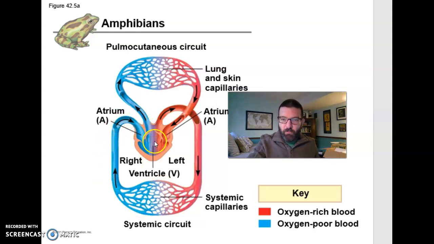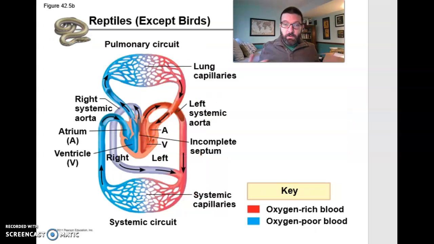Now, obviously, you have one ventricle where you're dumping deoxygenated and oxygenated blood and then pumping it out two different places. You're going to get mixing of blood here. And so this is not quite as efficient as a four-chambered heart, which we'll talk about in a moment. But that's not as big of a deal for amphibians, again, because they have this extra respiratory surface in their skin.